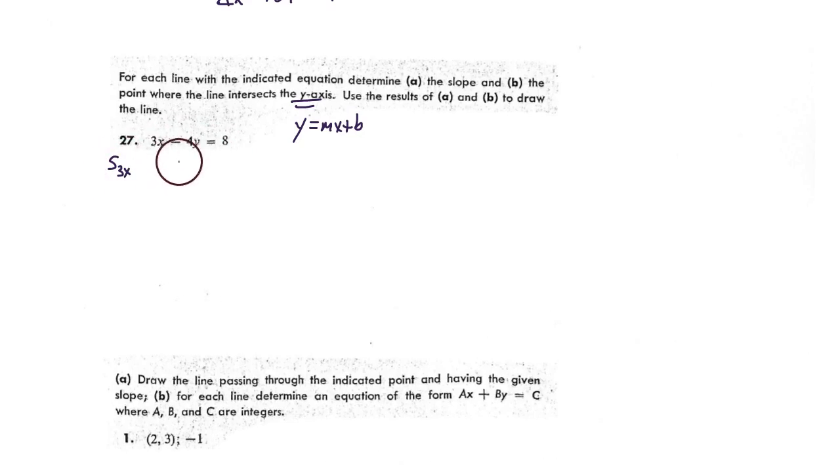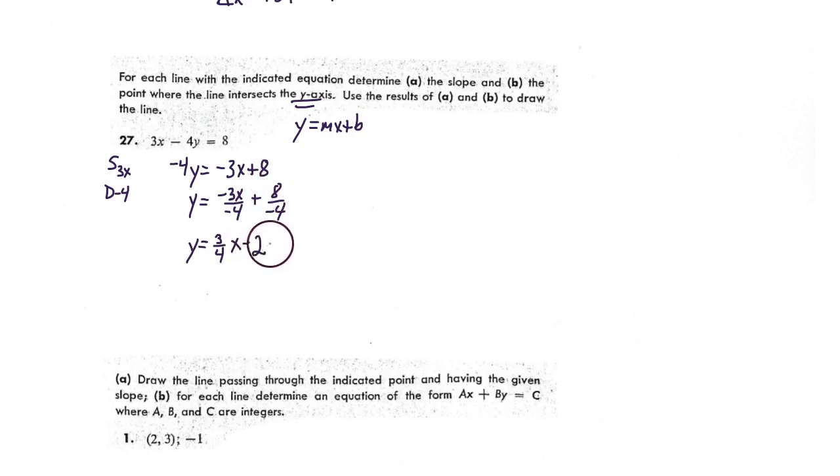Subtract 3x from both sides. We get negative 3x and then the positive 8. Then divide by the negative 4 to get y alone. We get negative 3x over negative 4 plus 8 over negative 4. And now let's reduce. Negative over negative makes positive 3/4 x, and positive divided by negative makes negative 2. Now that we have slope-intercept, there's our value of m. That's our slope. And there's our value for b. That's our y-intercept point.